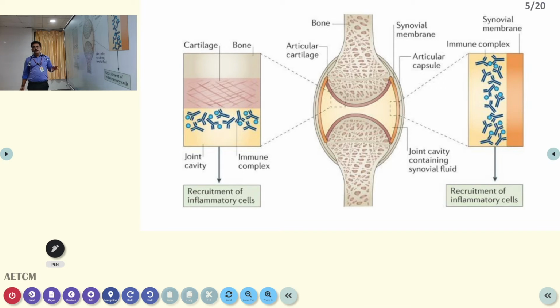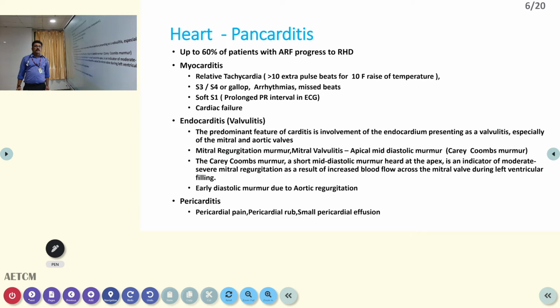Rheumatic arthritis mainly involves the larger joints. They are migrating, whereas rheumatoid arthritis mainly involves the smaller, distal joints. They are not migrating arthritis. So that is very clear. Now, the second important problem in rheumatic fever is carditis.